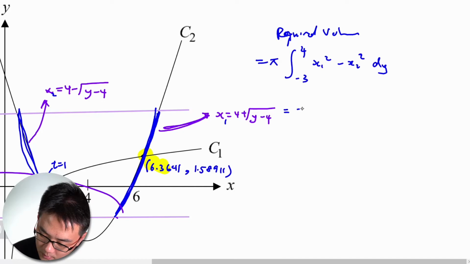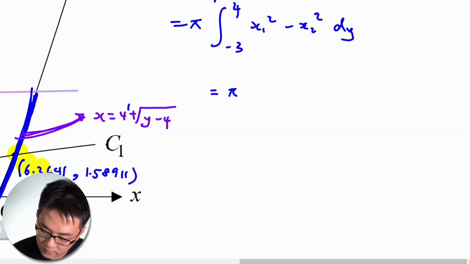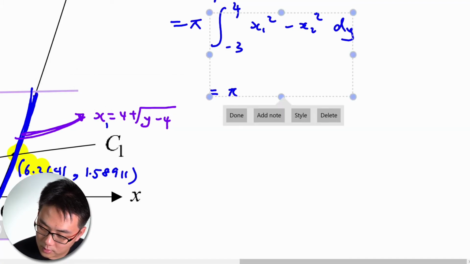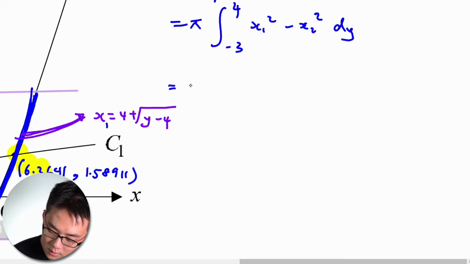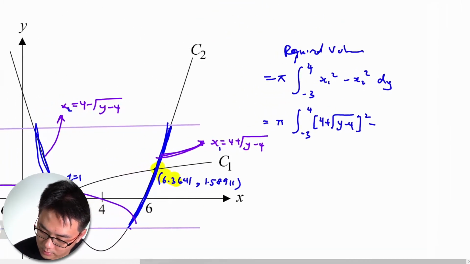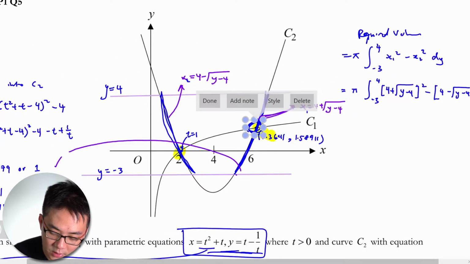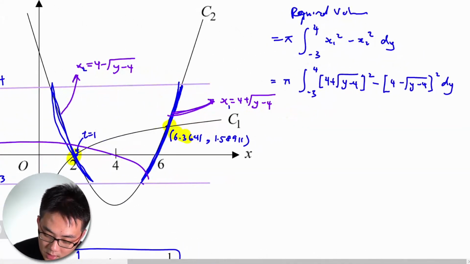So this will be pi. Just key in calculator. This one here will be x1. So this one here will just be pi integral from minus 3 to 4 of the square root of y plus 4 plus 4, square, minus 2 square, which is that one. Okay, my bad. You don't need to find this intersection point because C1 is not involved. So I'll just key this in. This should be your answer.